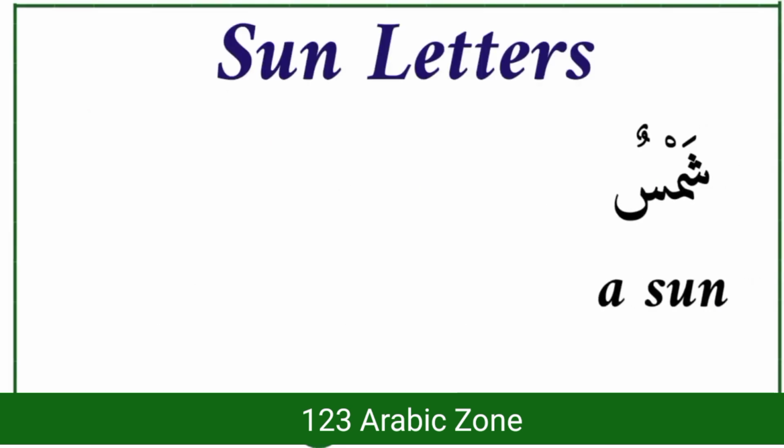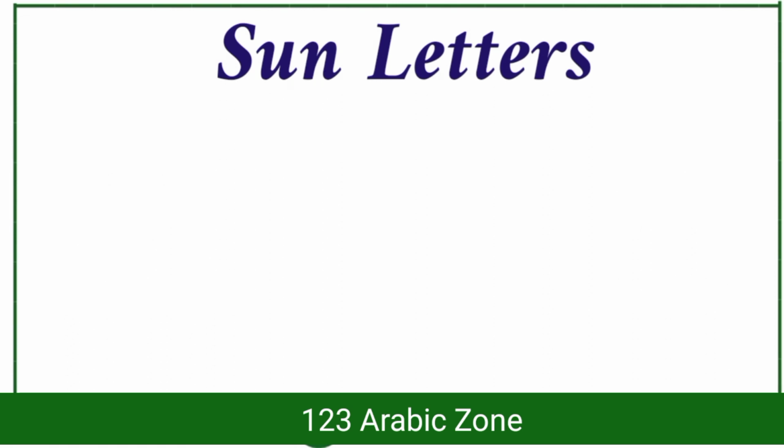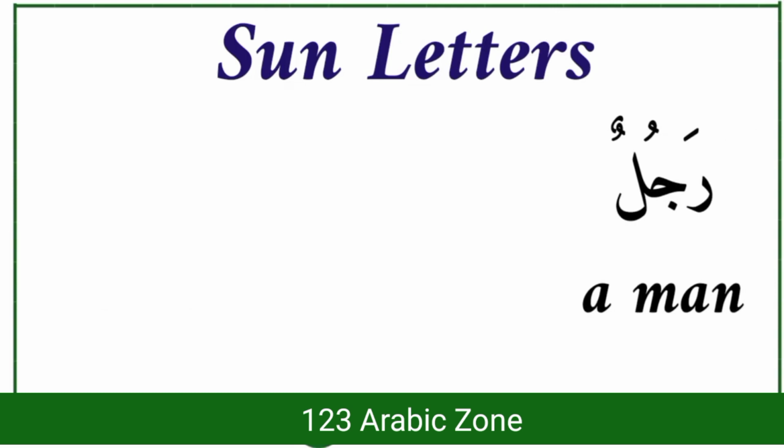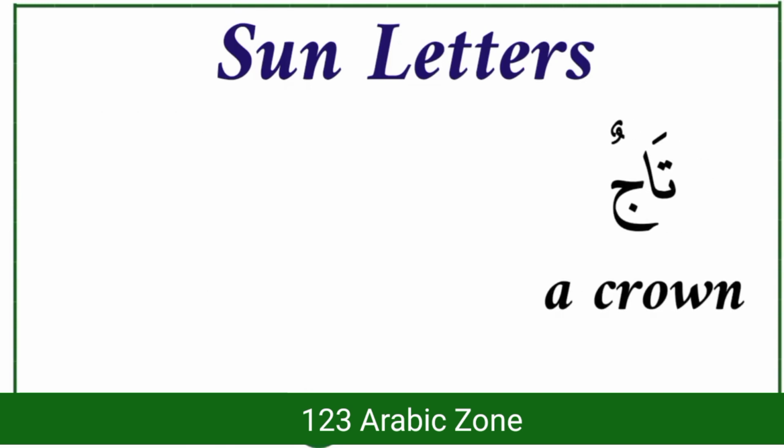Shamsun means a sun. So with the addition of al, it will become ash-shamsu. Ash-shamsu means the sun. The next one is rajulun. Rajulun means a man. So with the addition of al, it will become ar-rajulu. Ar-rajulu means the man.